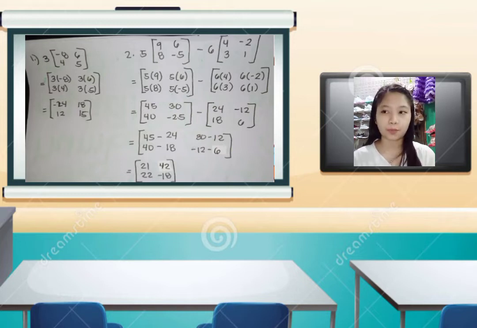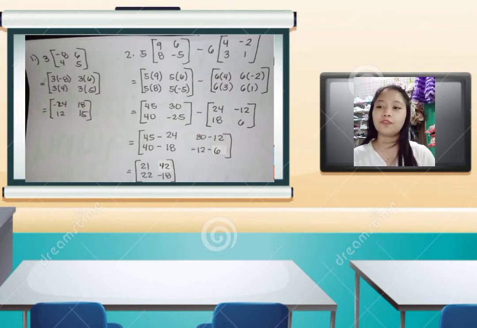So here's the second example. 5 times the matrix of 9, 6, 8, and negative 5 minus 6 times the matrix of 4, negative 2, 3, and 1. So we will first find the product of each side and then we will subtract. First, we will distribute 5 in each element of the first matrix. And second, we will distribute 6 in each element of the second matrix. So, 5 times 9, 5 times 6, 5 times 8, 5 times negative 5, minus 6 times 4, 6 times negative 2, 6 times 3, and 6 times 1.